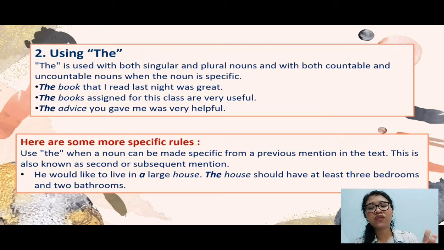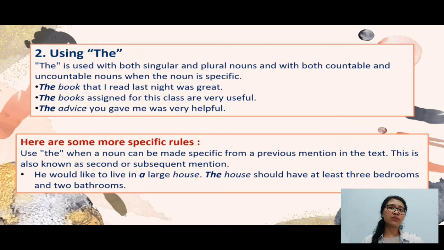In the sentence, we know advice is an uncountable noun because we cannot count advice. However, it is specific because of the phrase you gave me. It is clear which piece of advice was helpful. Jadi advice mana yang sangat bantu dirinya gitu.